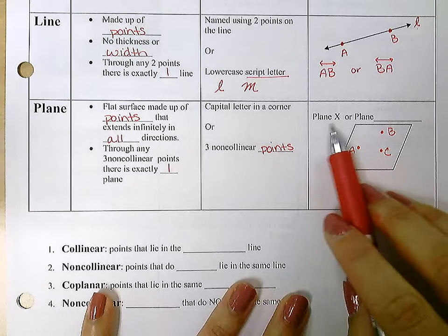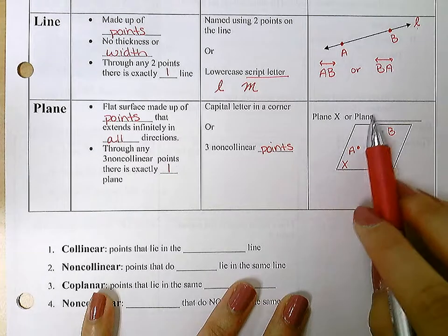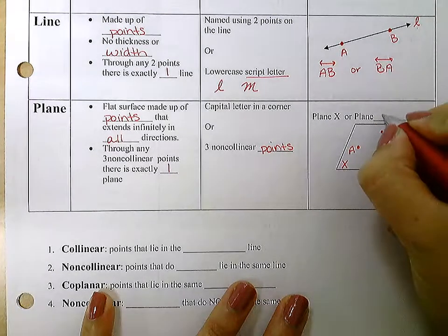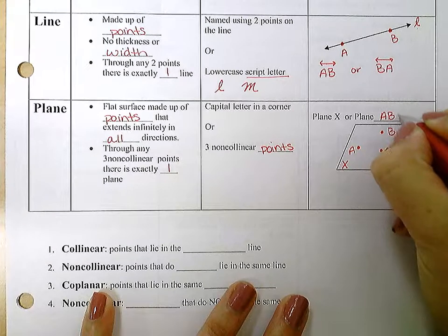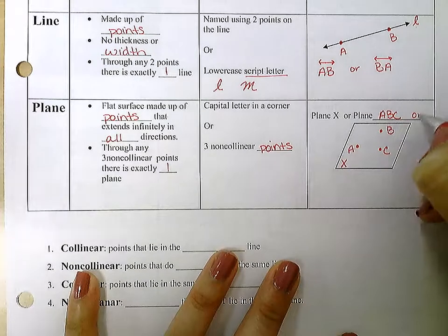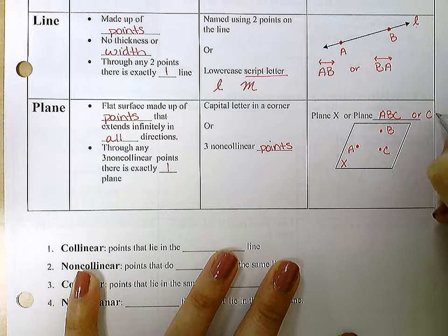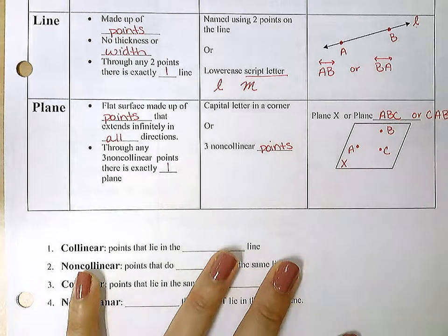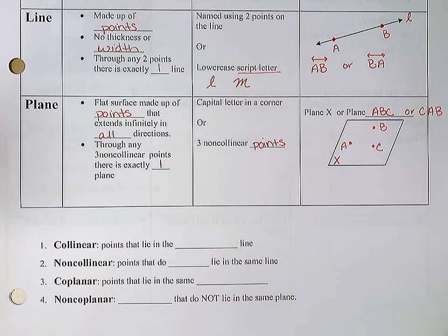So this is plane X, or I can use my 3 points that I just drew in. So I can say this is plane A, B, C, or any combination of those capital letters. Okay, or I could say this is C-A-B. So any combination of those 3 letters within that plane to name it. Okay, questions?